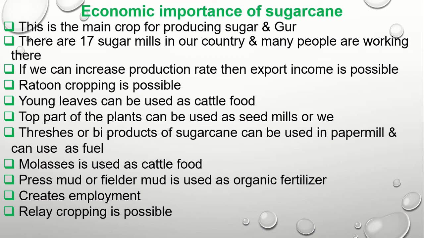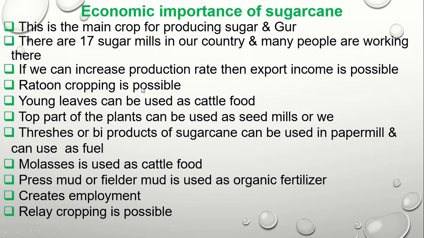And there are about 17 sugar mills in our country, and many people are working there. That means it creates employment in our country, even in the land, in the cultivation field, and in the sugar mill as well. If we can increase the production rate, then export income is possible. That means if we increase the production, then we can export the sugarcane, and we can export the sugar as well to foreign countries and earn foreign currency, and it will increase the national GDP as well.